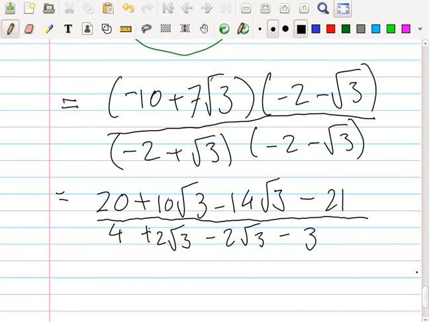Now this is the great thing about rationalizing the denominator. The roots always cancel. If they didn't cancel, it means you made a mistake. So this didn't happen by accident. This should always happen. So what am I left with in the denominator? 4 minus 3. Just 1. So what do I have in the numerator? 20 minus 21 is minus 1, and 10 root 3 minus 14 root 3 is minus 4 root 3. So we've changed surd over surd into a surd.